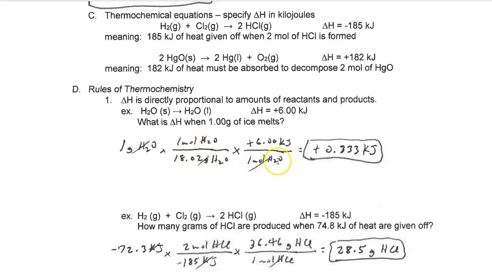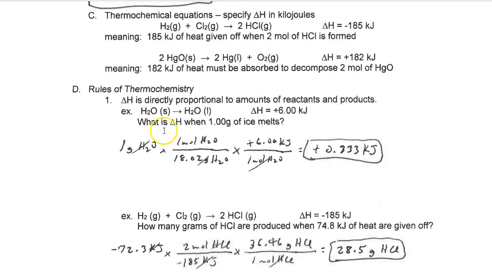So 1 mole of ice, positive 6 kilojoules. That cancels that. The only thing I have left here is kilojoules, which is what I'm looking for. That's my delta H. So now I do the math. So 1 times 6, which is 6, divided by 18.02, run it through the calculator. I believe you'll find that to be 0.333 kilojoules, positive.